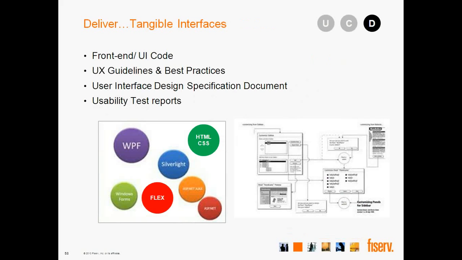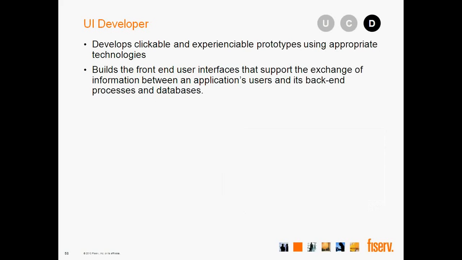User experience team delivers either HTML, CSS, or Silverlight, or Flex, or Dojo, whatever technology the development team is using. We provide the front end code. At the same time, UX guidelines, best practices, user interface design specification documents, and usability test reports are the end deliverables from the UX team. For UI development or UI delivery, the UI developer is a key component of this chain.